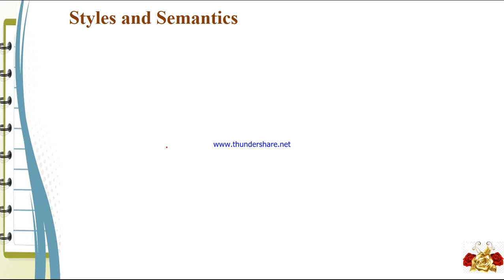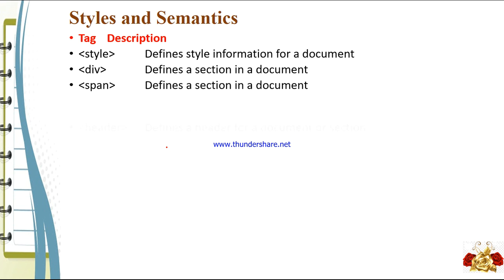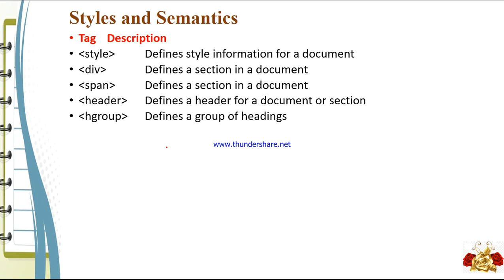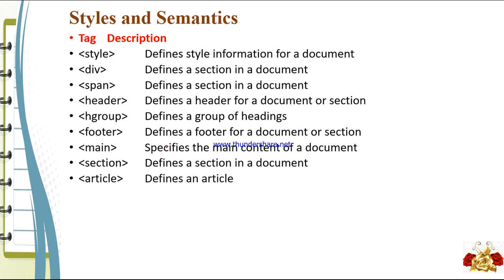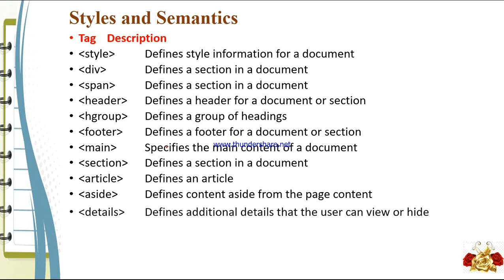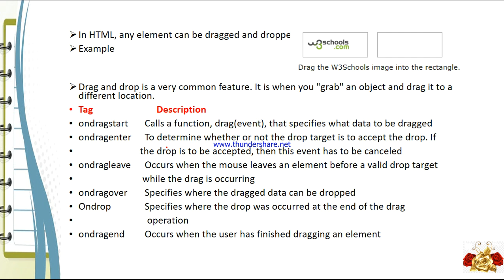Next, styles and semantics. A lot of tags are used for styles: div, span, header, hgroup, footer, main, section, article, aside, details, dialog. These are a number of tags used to set the styles. It is used to cascade styles. It is CSS.